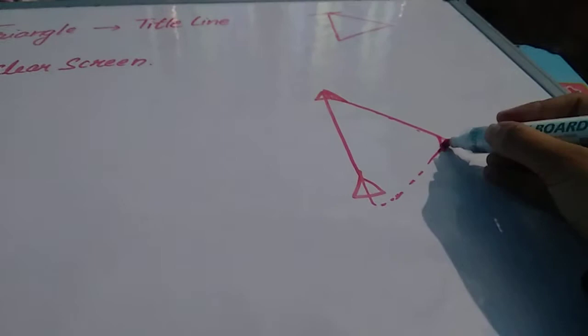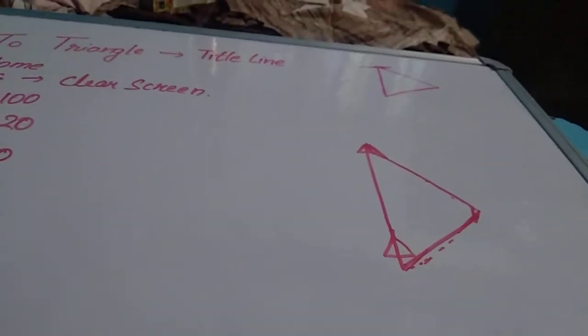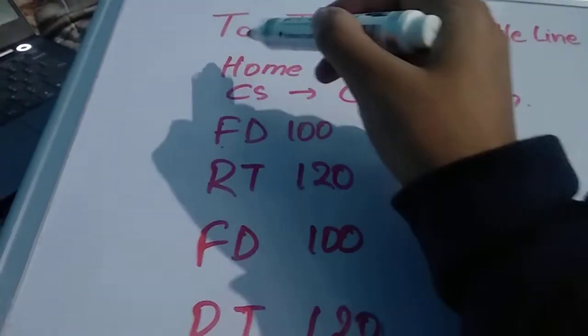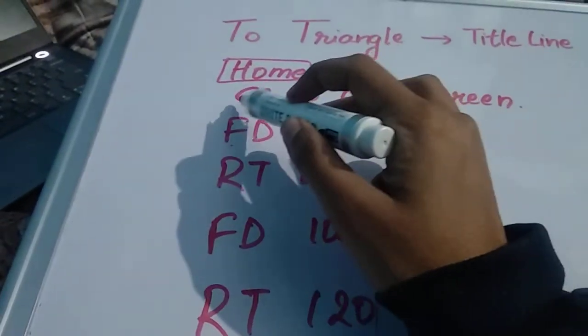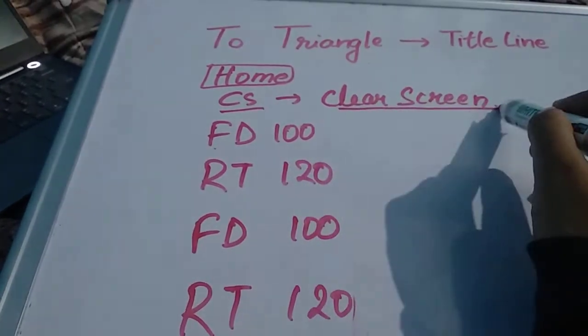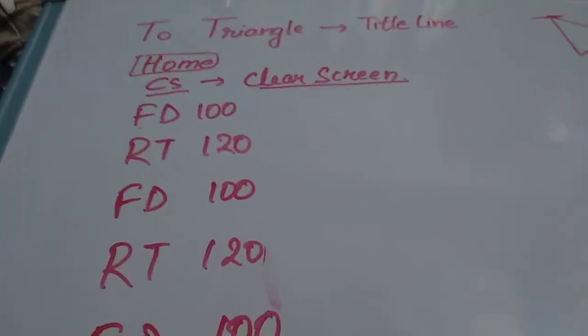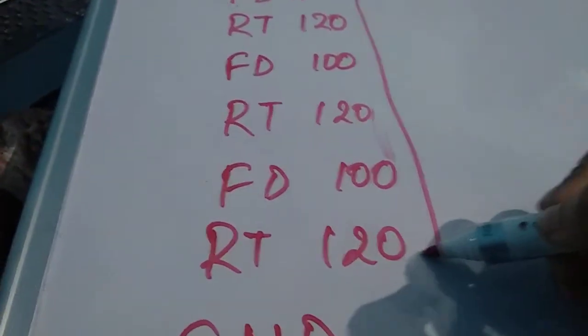So what will be the output? This will be the output, this triangle. Okay, so to triangle is the title line. Then we are writing home. This is not necessary. You can write it or you can exclude it. Next is the clear screen. It will clean the screen, whatever is there. Okay, now these are the commands, or you can say the primitives.